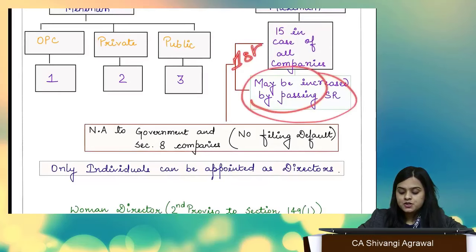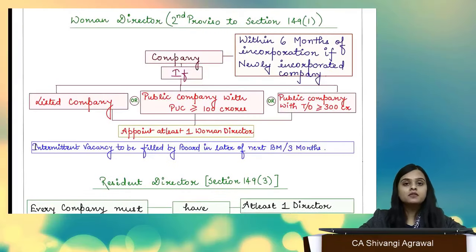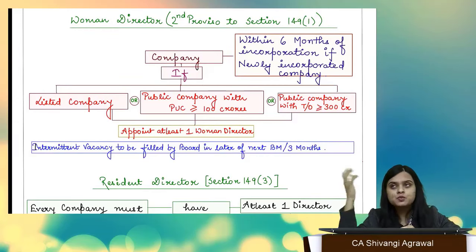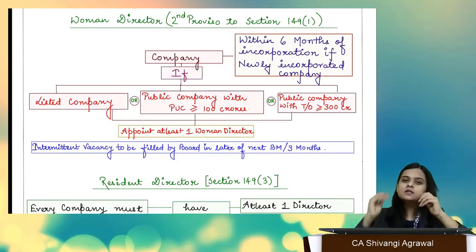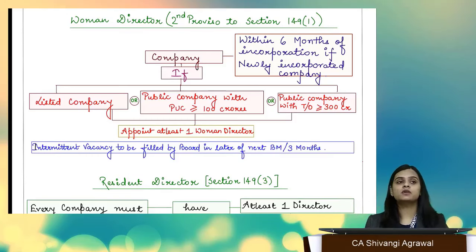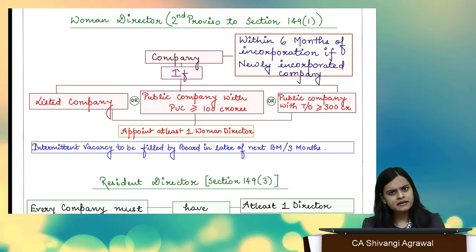Second proviso to Section 149(1). So we are talking about one subsection and its second proviso, which is very important. That's why you must learn this. Second proviso to Section 149(1). Now, what does it mean and what does it talk about? It talks about woman director. Every company needs a woman director, ma'am?